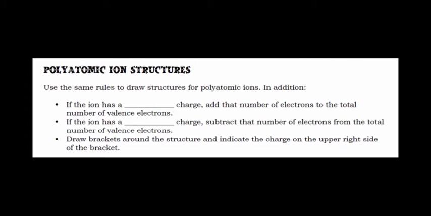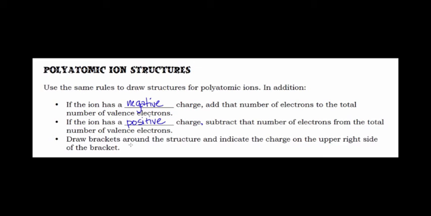Okay, you'll use the same rules to draw structures for polyatomic ions. In addition to those rules, if an ion has a negative charge, like almost all the polyatomic ions, you're going to add that negative charge to the total number of valence electrons, and I'll show you what that means with an example. If the ion has a positive charge, you will subtract that number from the total amount of valence electrons. Because remember, if it has a positive charge, it actually has less total electrons.